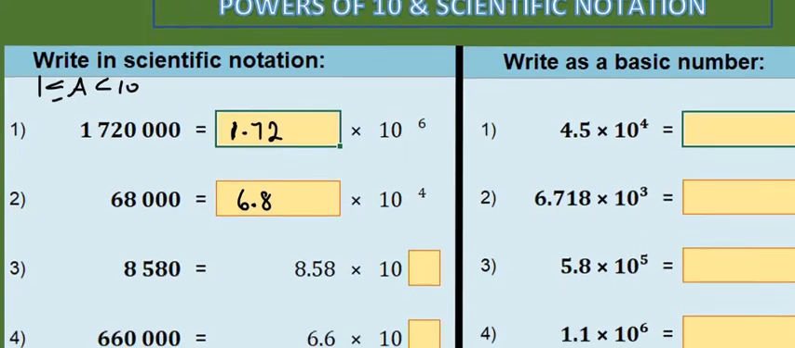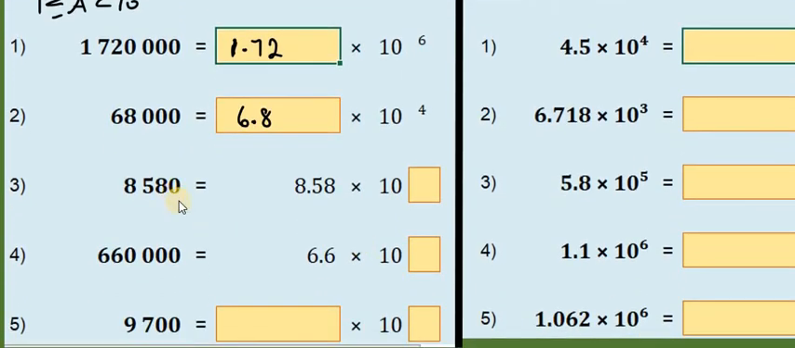Let's try the next. 8,580 can be written as 8.58, so correctly, it's a number between 1 and 10. So where was the point originally? The point was here, and it was shifted between the 8 and the 5 for it to become a number between 1 and 10. How many digits do we have between the original point and where it is now? 3 digits. So that's 10 to the 3rd power.